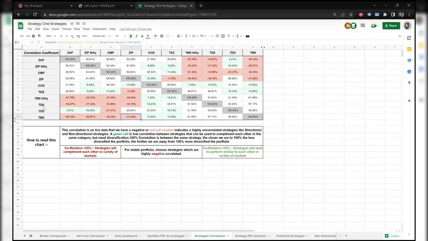So that basically helps. On the day, ZIP will make money, TMS will not make money. Got it. And it will be vice versa. So overall in the portfolio, we'll have lower drawdowns and higher returns, and less whipsaws.